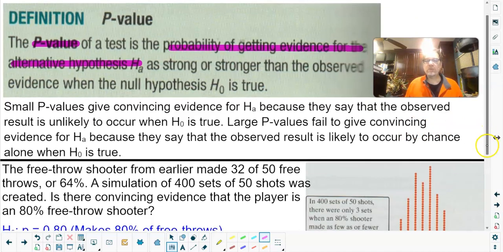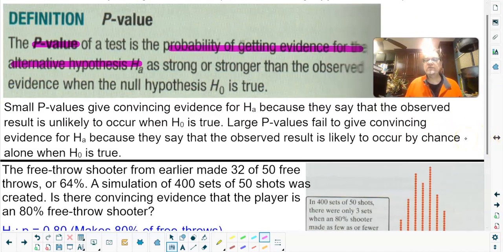So what we know is small p-values give convincing evidence for my alternative hypothesis, because they say that the observed result is unlikely to occur if my null hypothesis is true. Large p-values fail to give convincing evidence for H sub A, because they could occur by chance.